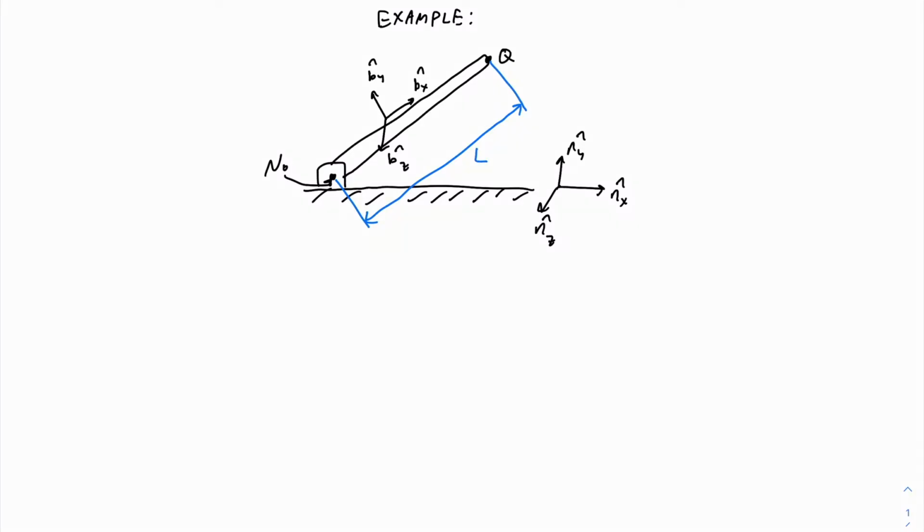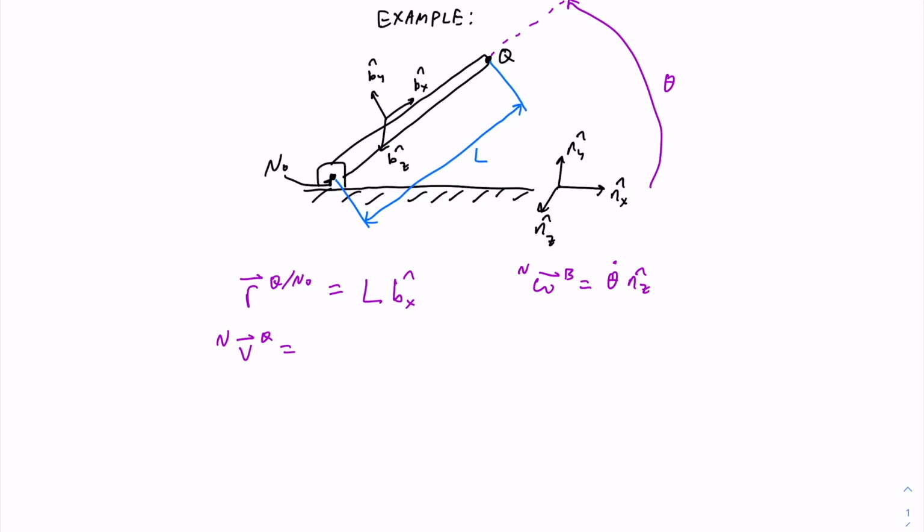To get acceleration, first we need a position vector from a fixed point in the desired reference frame to the point that we care about. In this case, the vector is from point No to point Q. This is equal to L in the bx direction. Let's also define the angular velocity of reference frame B in frame N, which will be useful soon. To calculate velocity, we need to take the time derivative of the position vector in reference frame N. Since the position vector is represented in unit vectors of reference frame B, we can use the golden rule of vector differentiation here.